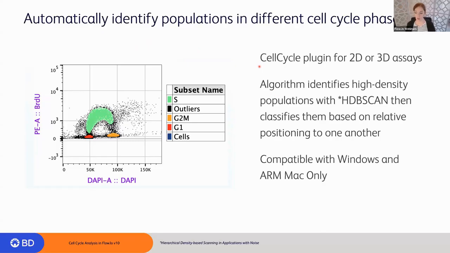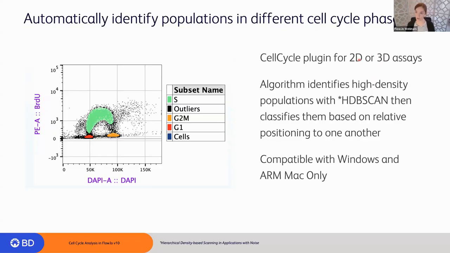So for a long time now, we've had the cell cycle modeling platform in version 10, which we already talked about in the univariate portion of this talk, which just looks at DNA content and models G1, S, and G2 phases, right? But we didn't really have any modeling for more complex analyses. So here, insert the cell cycle plugin, which has been created for two-dimensional and three-dimensional assays.